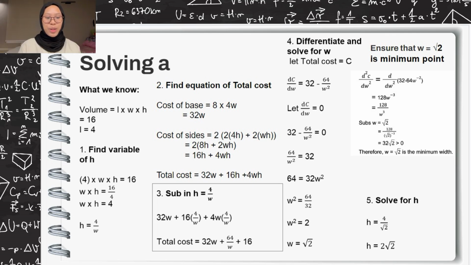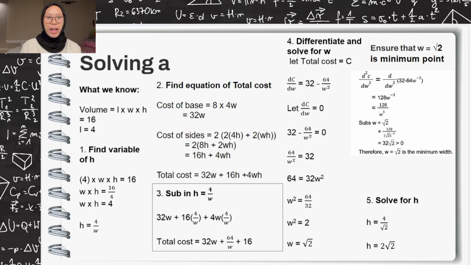The third step that we need to do is substituting H equals 4 over W into the total cost equation. The total cost equation becomes 32W plus 64 over W plus 16. The fourth crucial step that we need to focus on is to differentiate and solve for W. Let the total cost equation be C so that the differentiation calculation will be much easier. We have to let the derivative of the total cost equation be 0 so that we can find the stationary points. We got W equals plus minus √2.